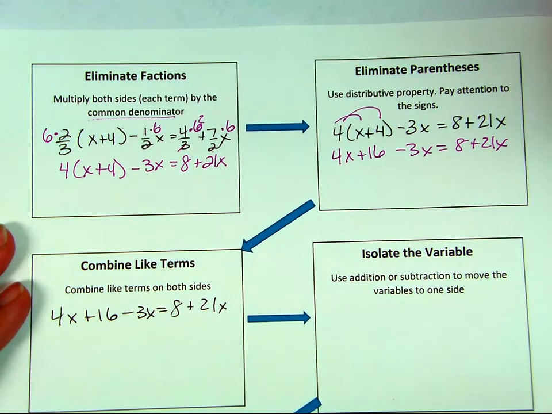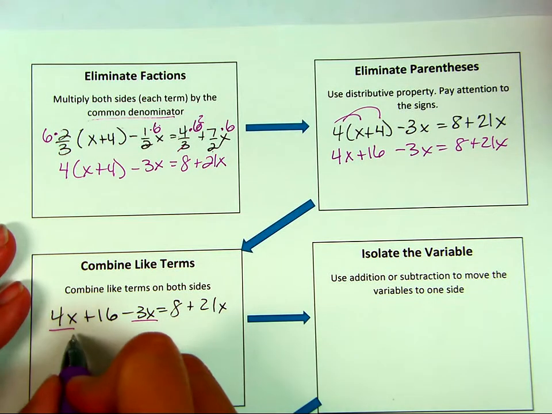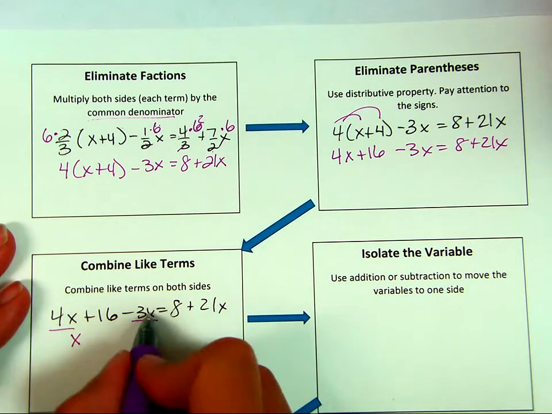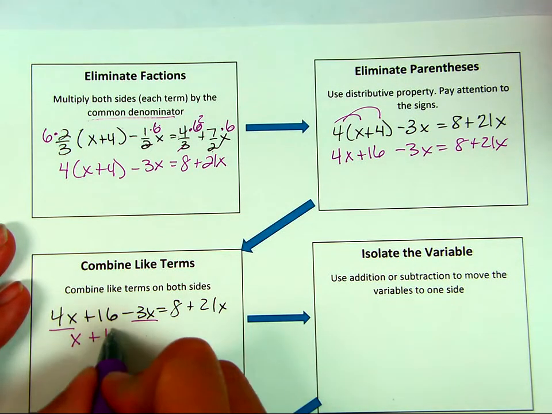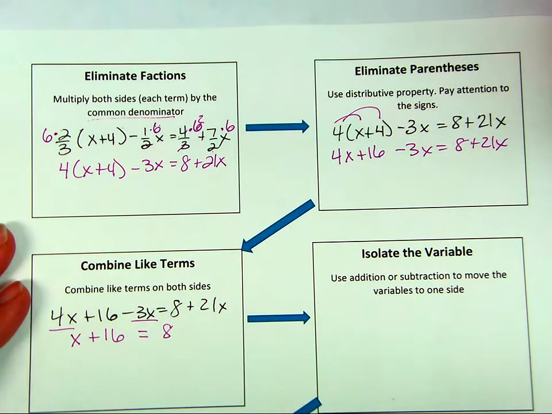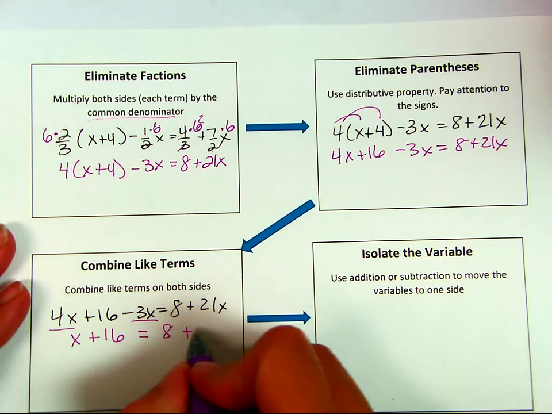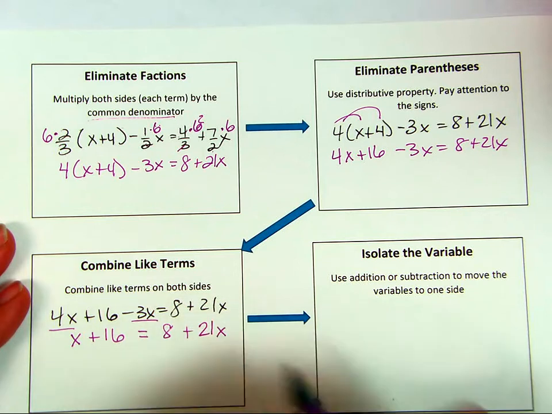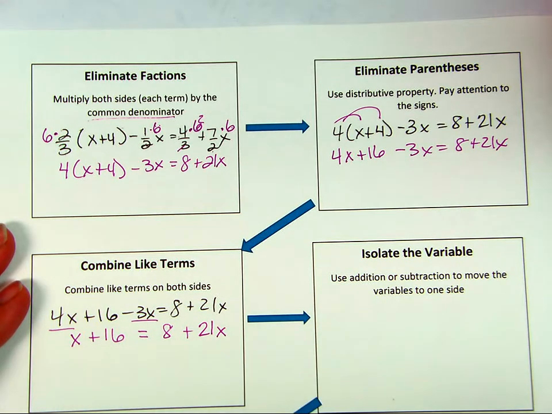Okay, so now we're going to combine these. That's 4x minus 3x, which is x. That's what we do at this step: we combine like terms on either side. Sometimes you have to combine like terms on both sides, and sometimes it's only one side. In this case, it was just one side.